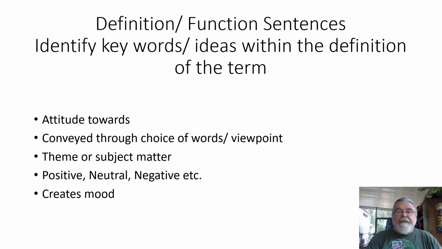Now, once we have the definition and the function written down, we want to highlight, underline, write out, however you want to do it, the key words within the definition and function, like I did right here. Attitude towards, conveyed through choice of words, viewpoint, theme, subject matter, positive, neutral, negative, etc., and creates the mood. So once you have the definition and function, look for the key words. Now we're going to go ahead and make our sentence templates.